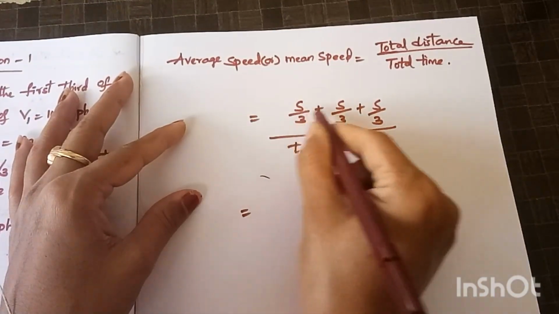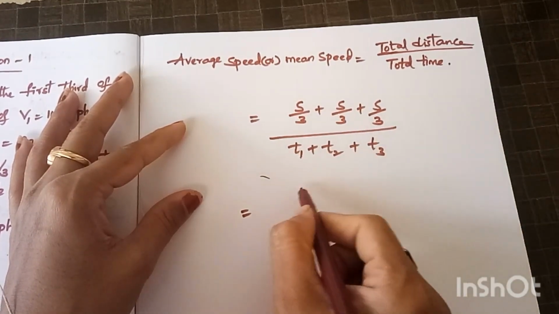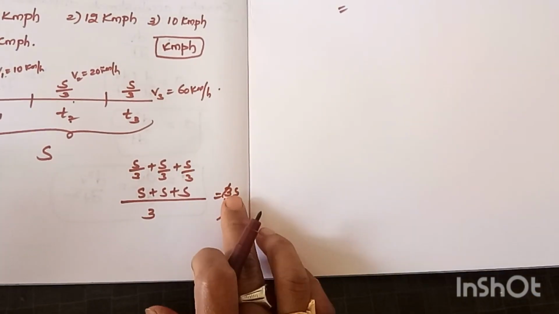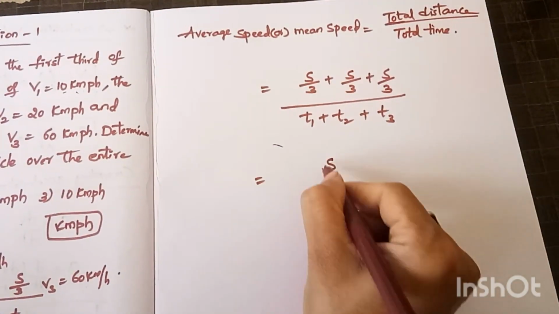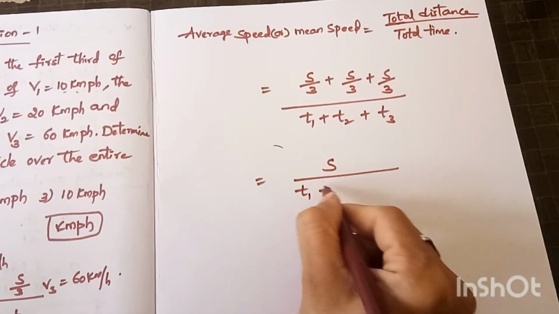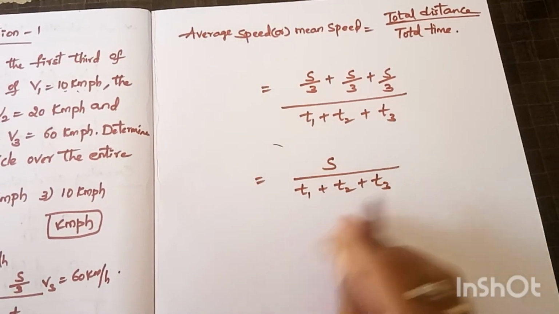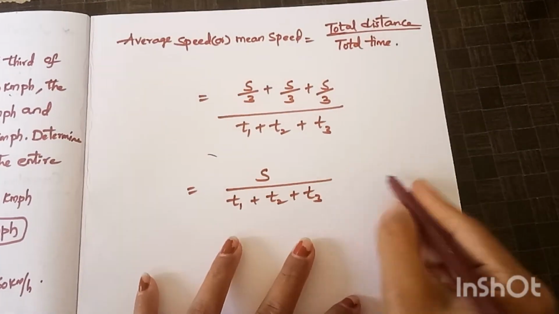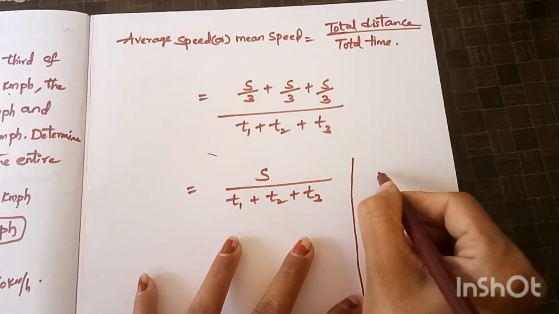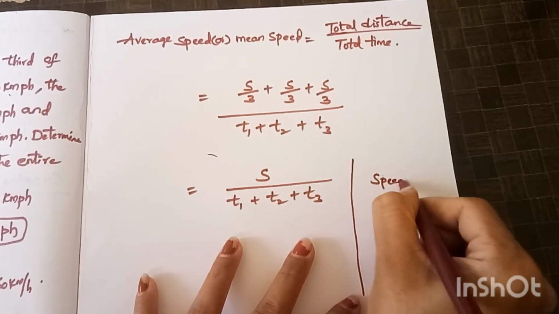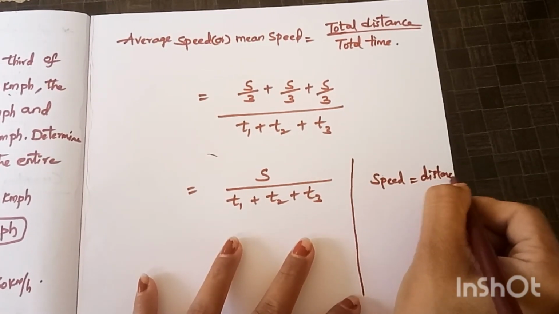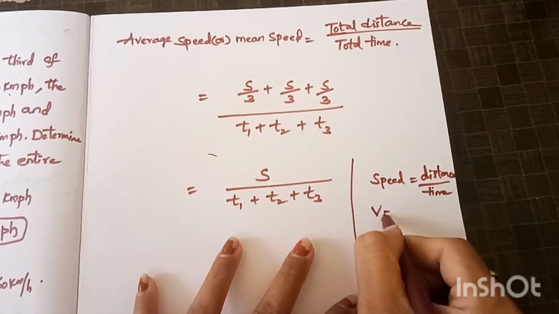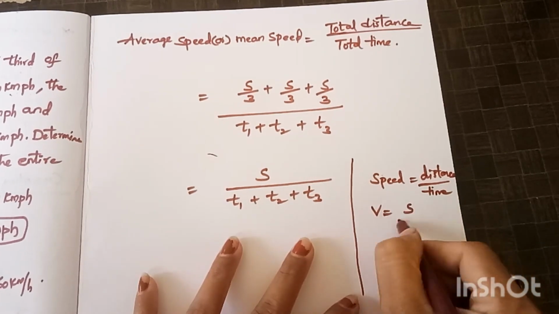Add these terms. What do you get? s by 3 plus s by 3 plus s by 3 gives the s value. So s by t1 plus t2 plus t3. How do you convert these t1, t2 and t3 values? I said in application 1: what is meant by speed? Speed is equal to distance by time. Here speed v is equal to s by t.